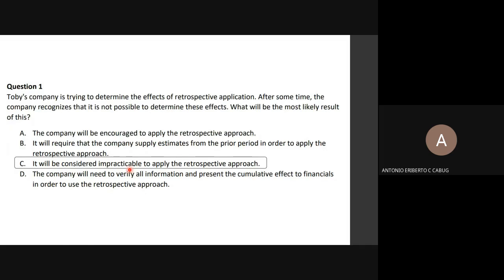May mga times talaga na hindi kaya. No? So kung hindi kaya, you just considered it impracticable. You just have to state the reason why. Okay? No? After some time. Ibig sabihin sinubukan niya, no? After some time, hindi talaga posible. Impracticable to apply the retrospective approach.